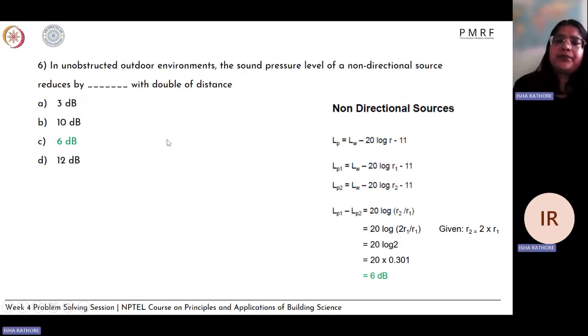So the sound pressure level of a non-directional source reduces by 6 decibels if we double the distance from the source. Okay, so C is the correct answer. Again, these formulas are important, and I'm sure you would have solved these questions as well.